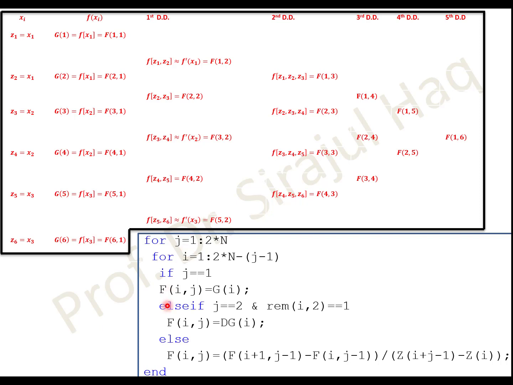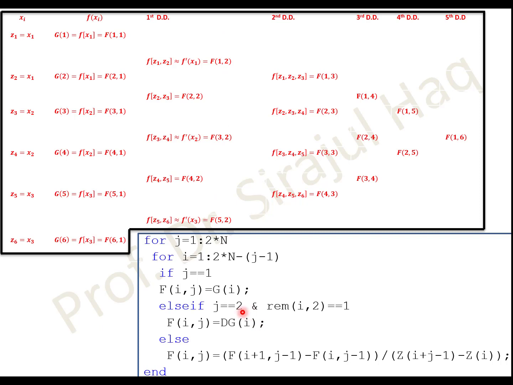That's the reason we have another condition. In this case, you can see the value of j is equal to 2. So we are saying else if j is not equal to 1, but if j is equal to 2, and remember, this tells you when you divide this i by 2 and your remainder is 1, then go for this one. Otherwise, skip this portion. So when I say j is equal to 2, this is the case.